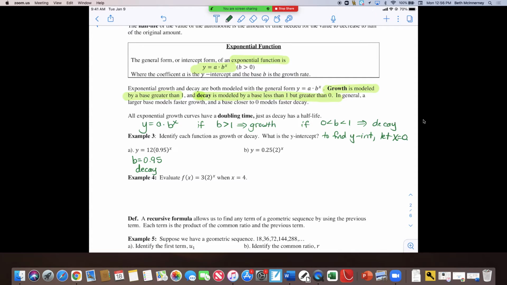Now it says find the y-intercept. Well, in order to find a y-intercept, you let x be 0. Well, it's a good thing we reviewed this. What's anything to the 0 power? 1. So y is 12. The y-intercept is 12. That means it's (0, 12) on the y-axis.